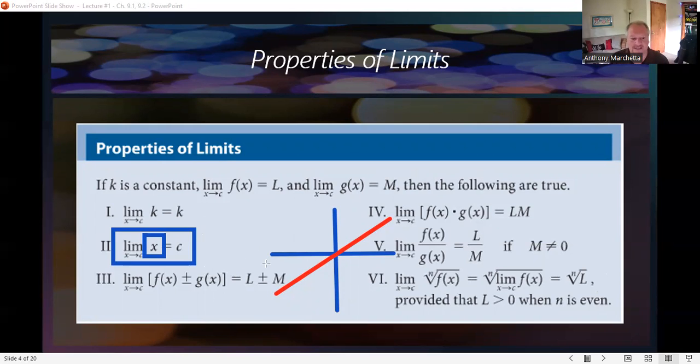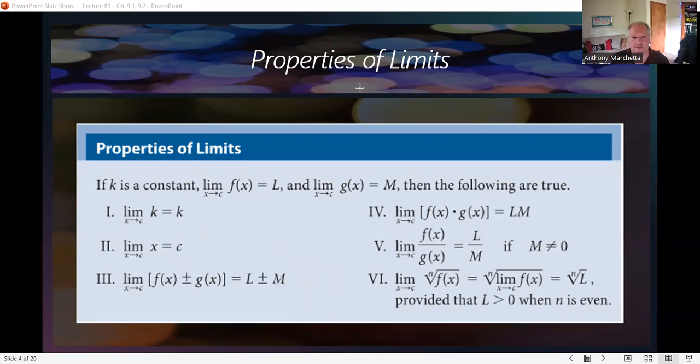So if x approaches c, like x approaches 13, well, the y value is going to be 13. If x approaches -77, guess what the y value will be there? It'll be -77. So in summary, the way you interpret it is the limit as x approaches c for just x is going to be just c.